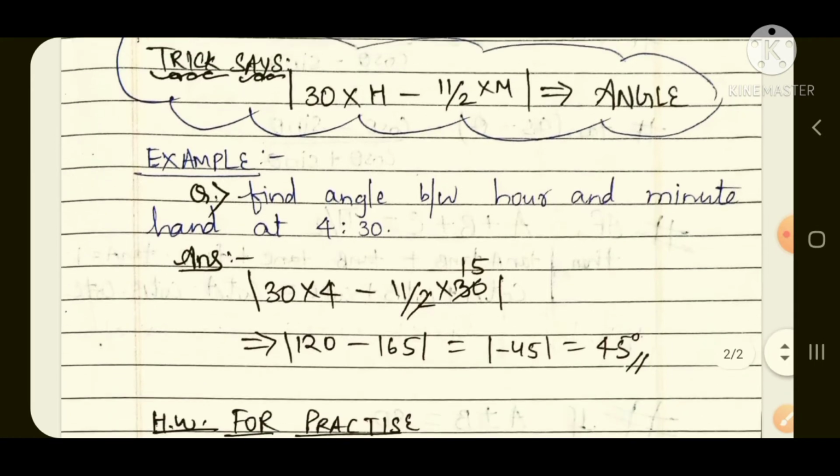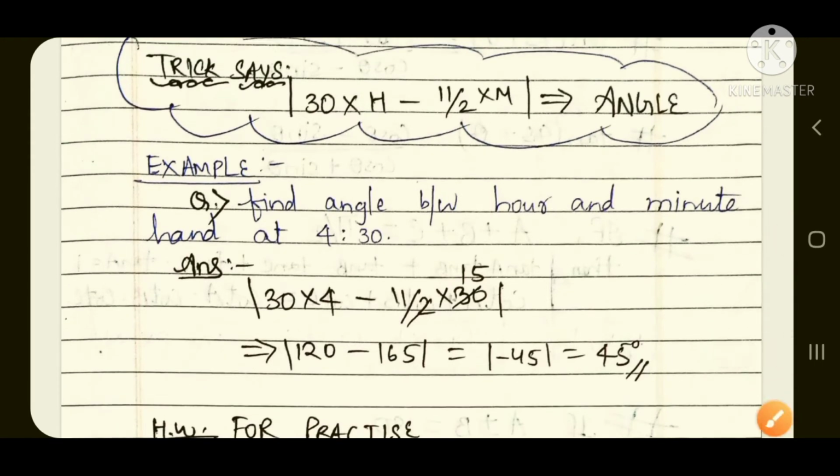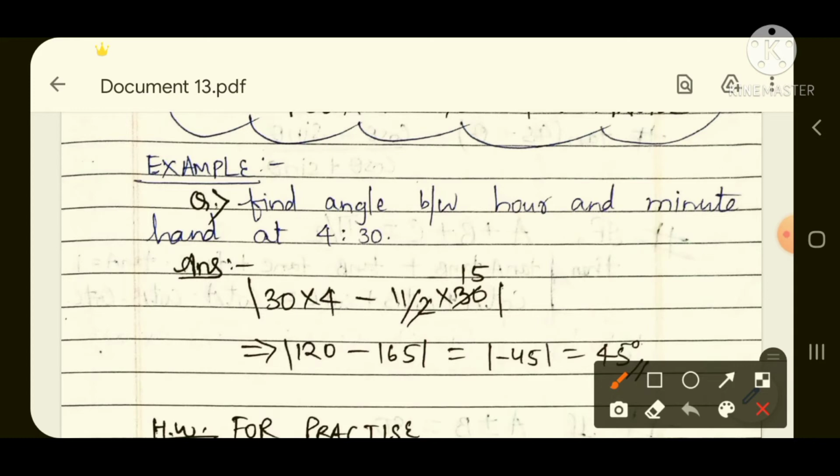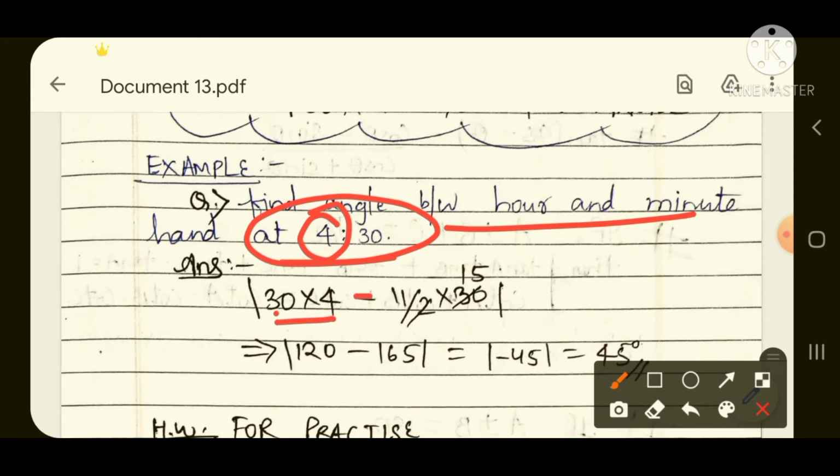So friends, our first example is: find the angle between the hour and minute hand at 4:30. So here, as I told you, 30 into hour. So 30 into hour is how much? 4. So 30 into 4 minus 11/2 into minute, which is how much? 30. So 11/2 into 30, in mod.